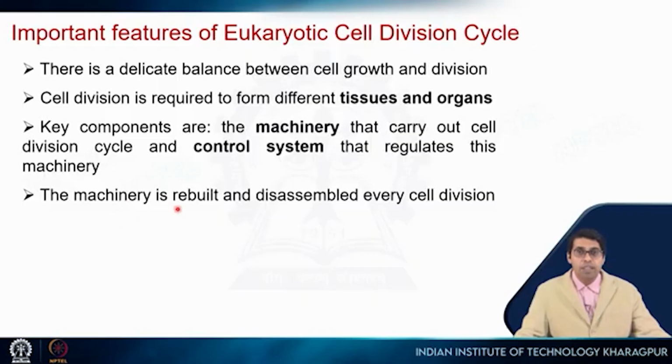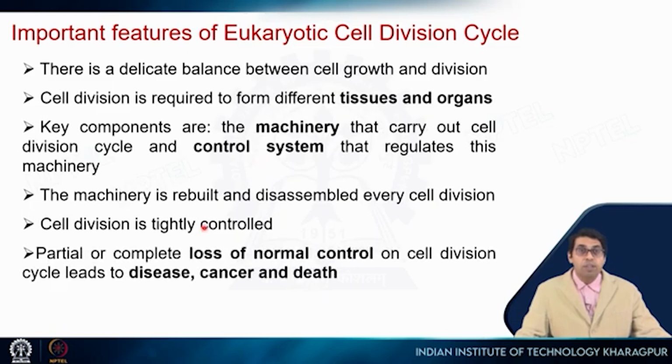This machinery, we will see that it is microtubules, kinetochores and other things. These are rebuilt and disassembled every cell division cycle, right? So once the cell cycle is complete, they are disassembled, and when again a particular cell commits to go into a cell division, these will be rebuilt, right? And of course, cell division is tightly controlled by this control system, because if this control system is lost, then it can create diseases such as cancer.